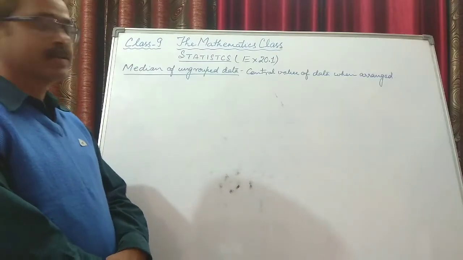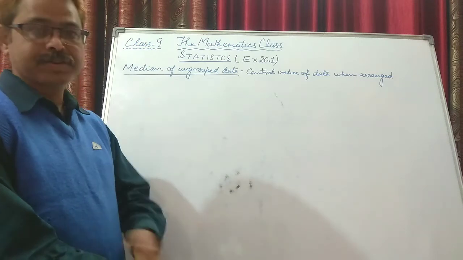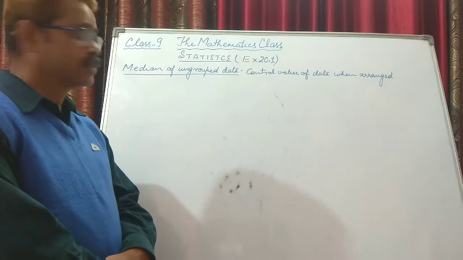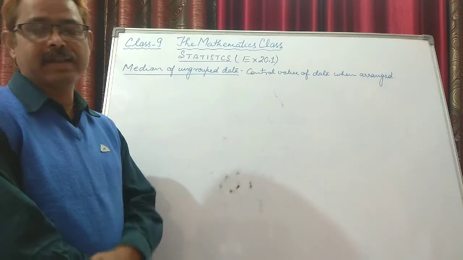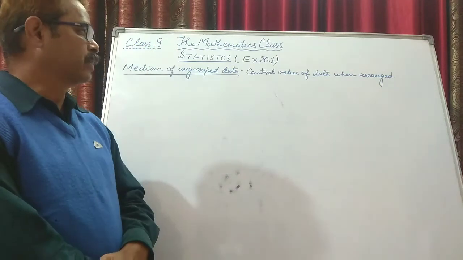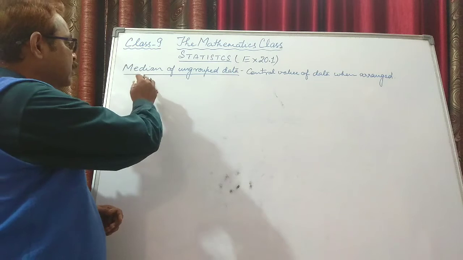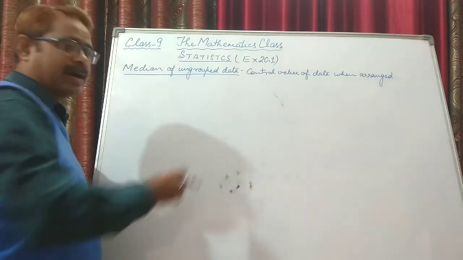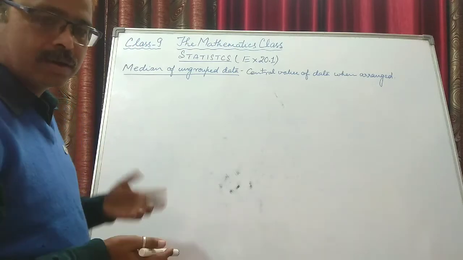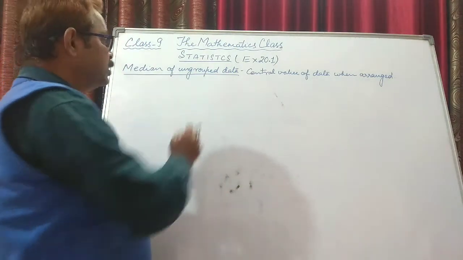Statistics class. This class is for class 9 and in continuation to the previous class of statistics. In the previous class we discussed the mean and the basic terms that are used in this chapter in statistics. Now today we will be discussing median. Median of what? Of ungrouped data. Ungrouped data we discussed in the first class, so you can consult that class.